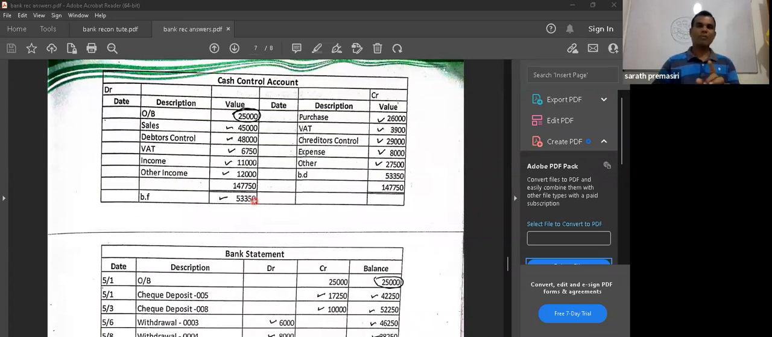Right. I'm giving you a bit of time to prepare the adjusted cash control account concerning this guideline. Please start preparing the adjusted cash control account that we have discussed earlier. I'll give you a few minutes to complete it.